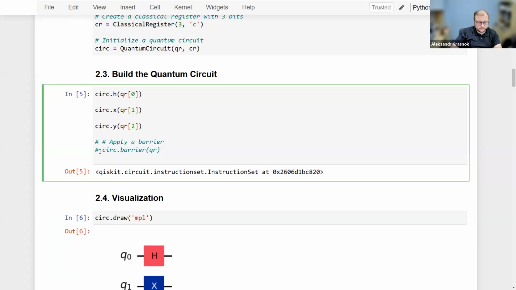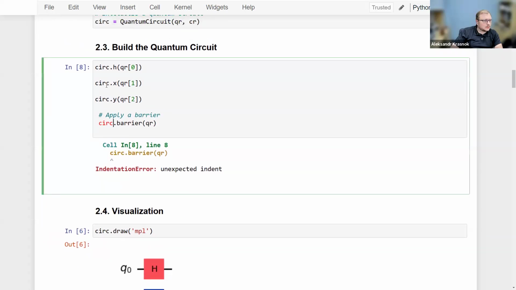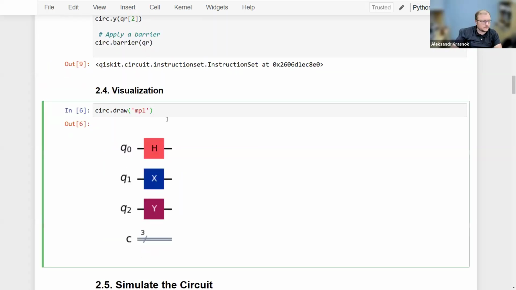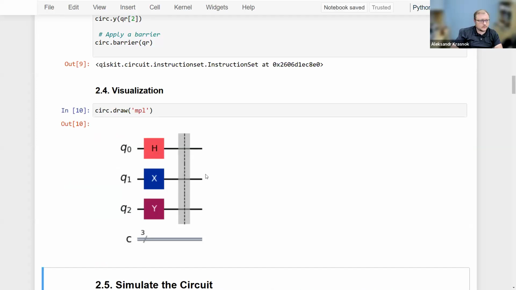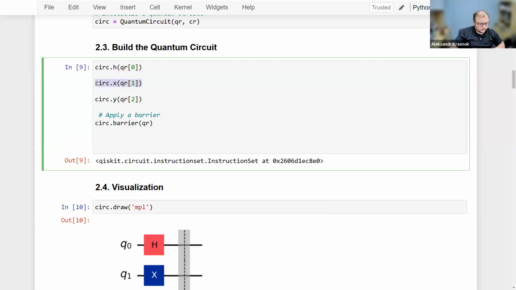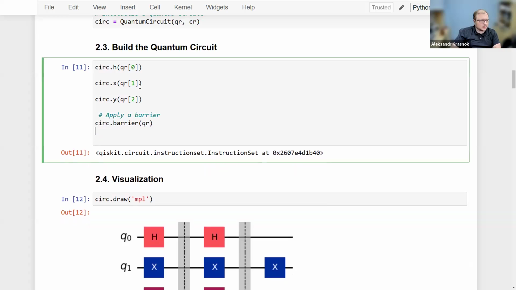Regarding this barrier, I can put this barrier into the circuit just to separate the parts of my circuit. So like after the barrier, I can add something else, and these two parts of the circuit will be separated.